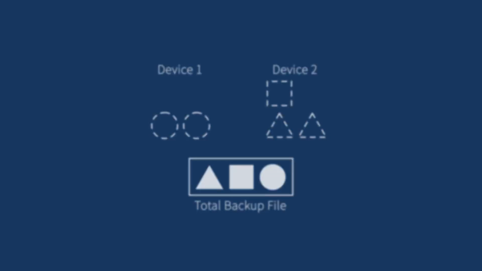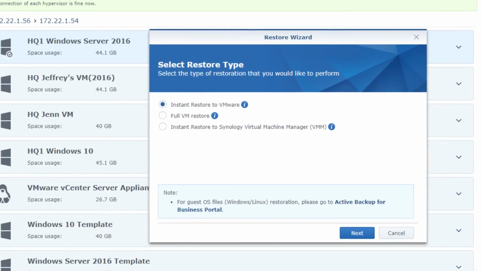What organizations need besides efficient backup is easy and flexible restore options. Active Backup provides various restoration methods that best fit your business scenario in the event of a disaster.